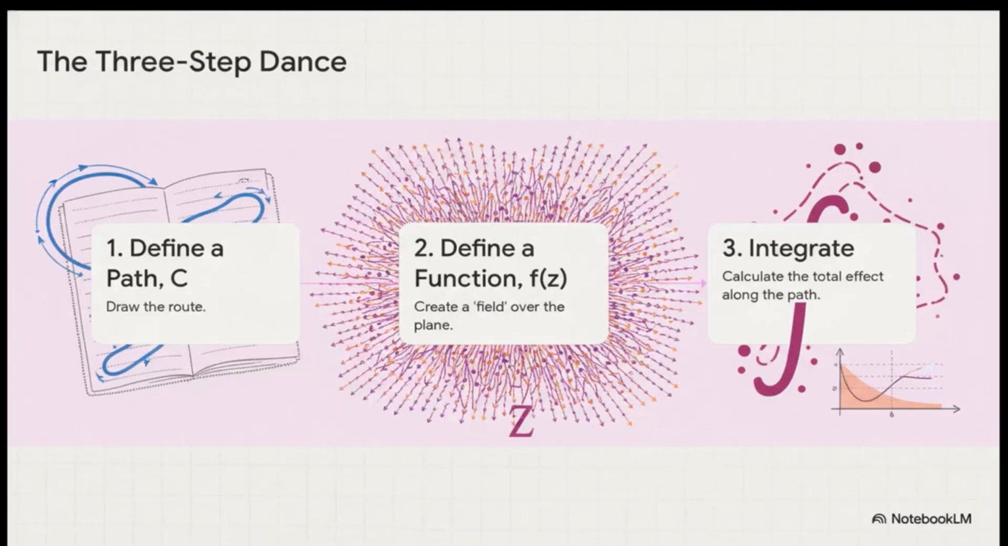It really all comes together in this kind of three-step dance. First, you draw your path, your contour C. Second, you define your function, f of z, which you can think of as creating a sort of force field all over the plane. And third, you perform the integration to see what the total effect of that field is along the exact path you chose.